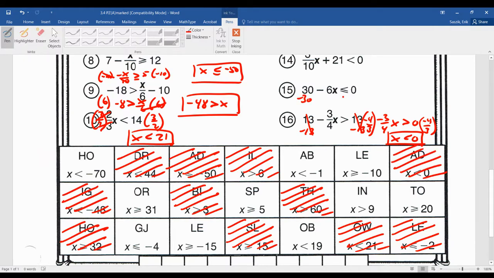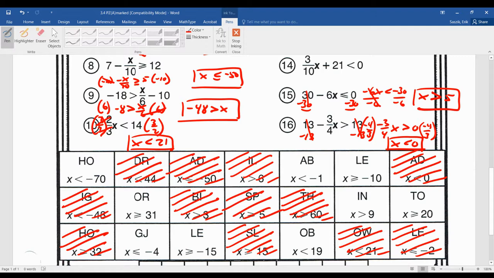Here we're going to subtract 30. So we get -6x is less than -30. Divide by -6. We divide by a negative, so that's greater than 5. X is greater than or equal to 5. Let's see if we can do the one right above it.